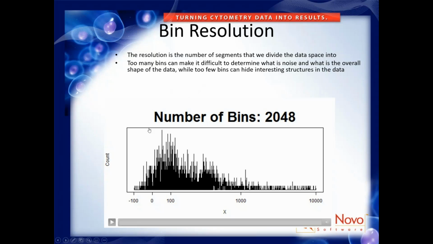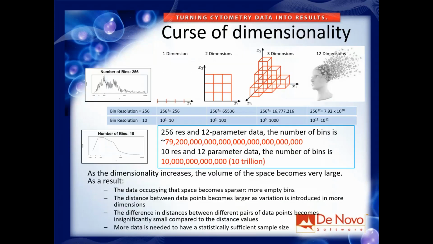The lowest number of bins I showed here, where you really can't see anything in your data, is 10 bins. I'll show here what the histogram looked like after 10 bins. You didn't see any structure in your data at all. And in 256 bins, you saw some peaks in your data.